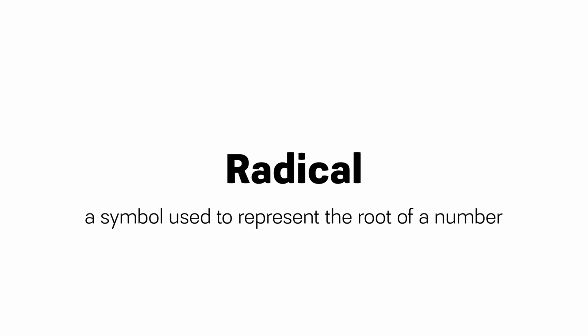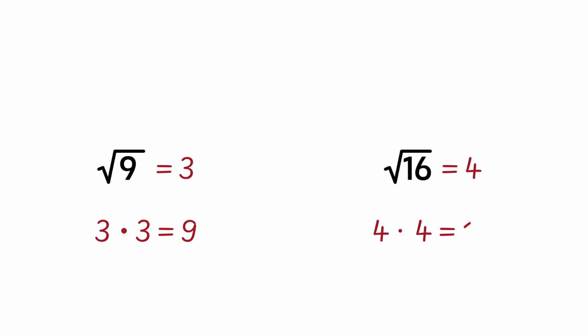First, what is a radical? It is a symbol used to represent the root of a number. The most common radical is the square root symbol, but it can also be used for cube roots, fourth roots, and so on. And what is the square root of a number? It's basically finding the number that when multiplied by itself equals the number inside the square root symbol. For example, the square root of 9 is 3 because 3 times 3 equals 9. The square root of 16 is 4 because 4 times 4 is 16, and so on.